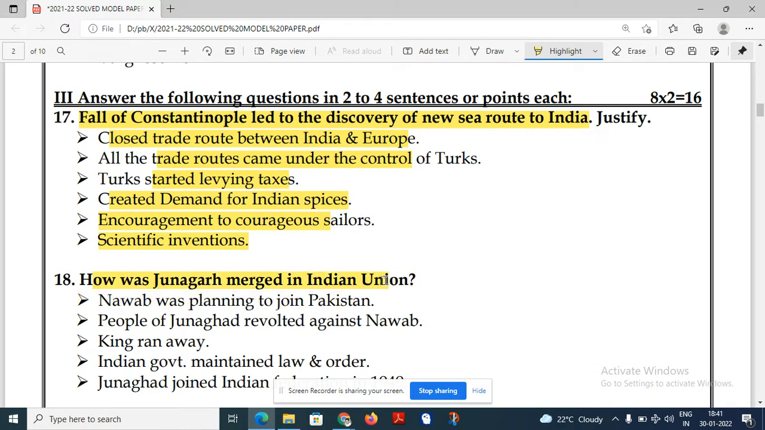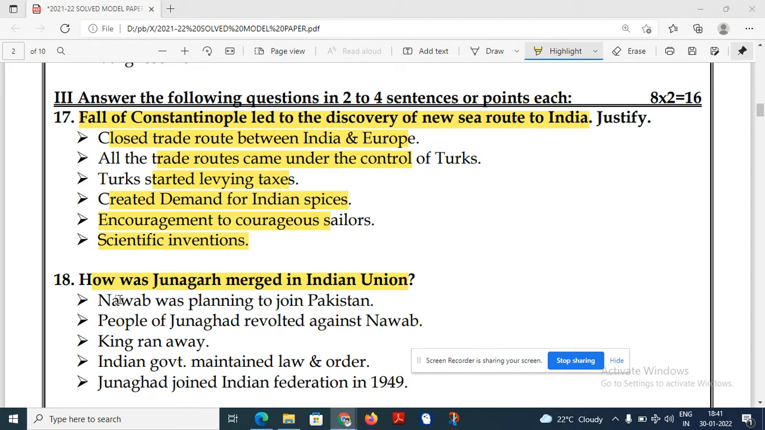How was Junagadh merged in Indian Union? The Nawab was planning to join Pakistan. People of Junagadh revolted against the Nawab because people wanted to remain with the Indian Union. Because of the people's revolt, the king ran away. The government maintained law and order. At last, in 1949, Junagadh joined the Indian Federation.